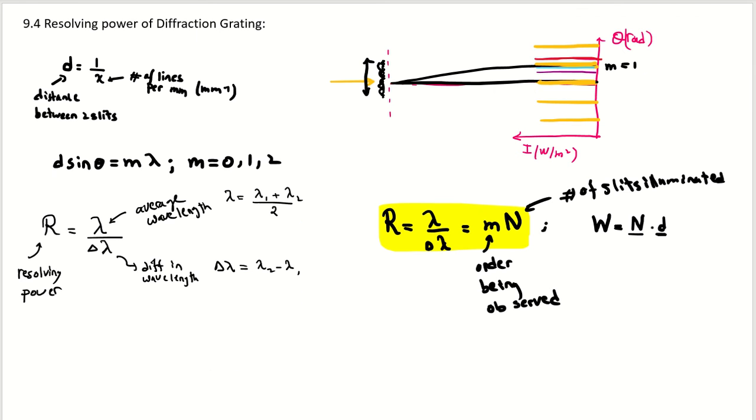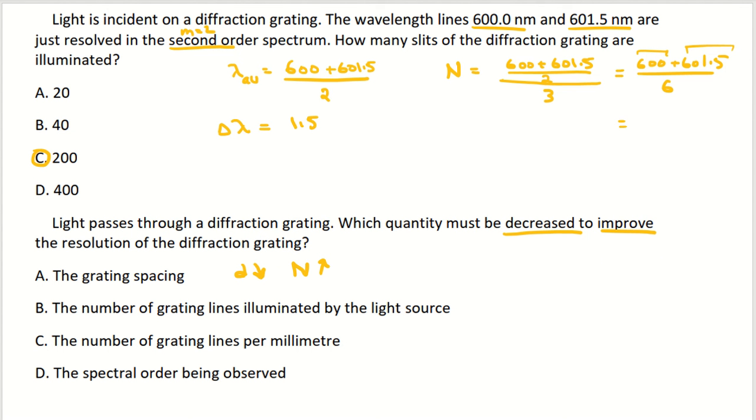We said that the width is equal to N times D, which means that N is the width over D. So if D is decreased, it means that light will hit more number of slits, which will increase the resolution, okay? So this means that, yes, this is the answer.